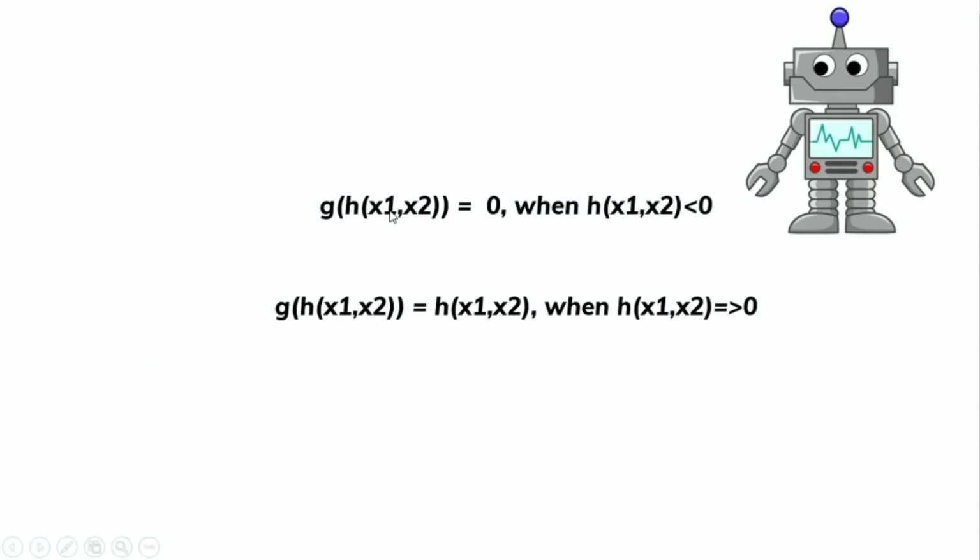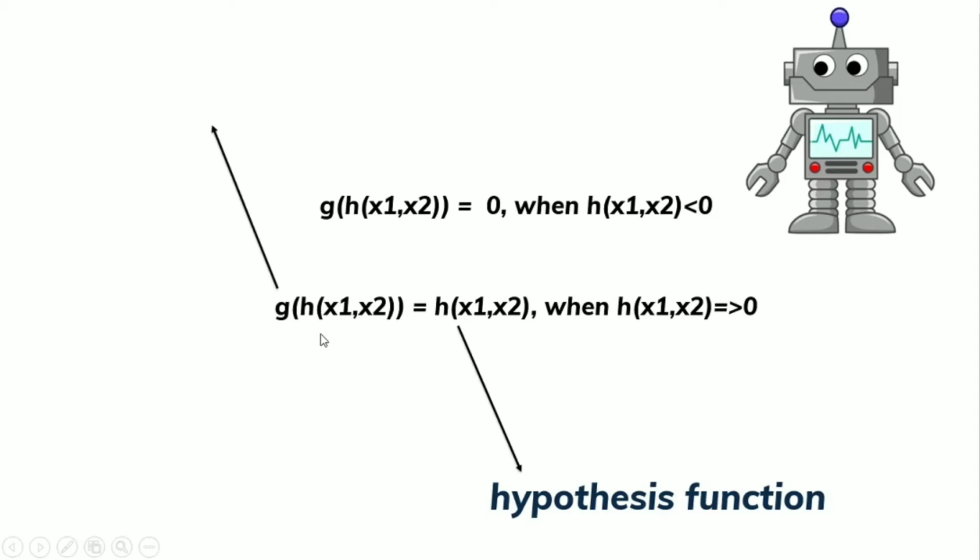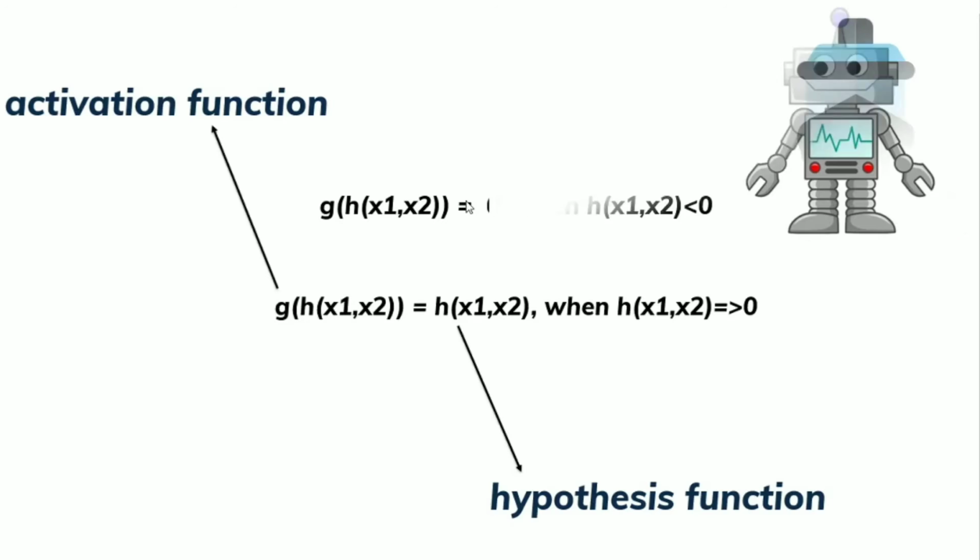So now let's move forward. Here you can see that I have applied the activation function on my hypothesis function. It becomes 0 when h of x1 x2 is less than 0, and it becomes equal to the hypothesis function when h of x1 x2 is greater than or equal to 0. Here h of x1 x2 is the hypothesis function and g of h of x1 x2 is the activation function. Now you would have understood everything about the ReLU function.